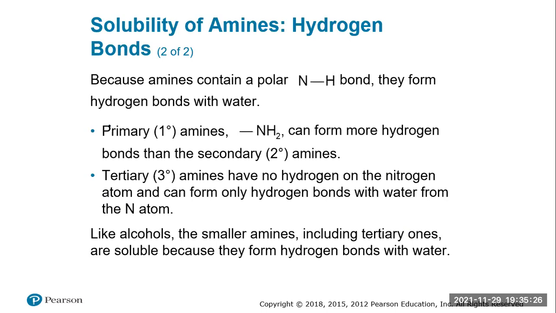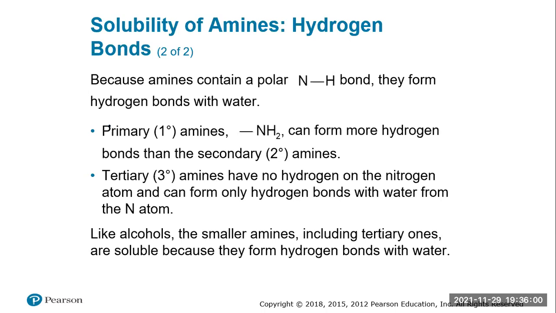In terms of solubility of amines, primary will be a little bit more soluble than a secondary because it can form more hydrogen bonds with water, because it has 2 hydrogens. Secondary, obviously, more than a tertiary, and tertiary, obviously, no good in terms of hydrogen bonding, so it won't be able to do that. So like alcohols, the smaller amines, including tertiary ones, are soluble because they can form hydrogen bonds with water.